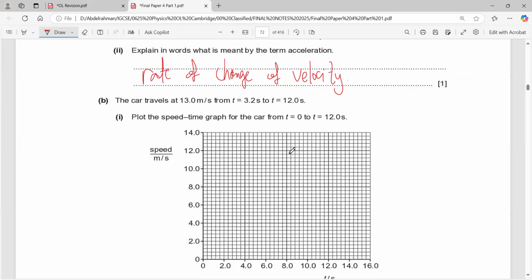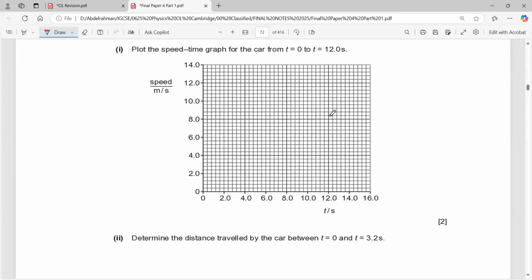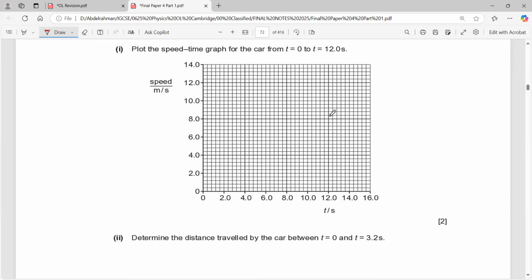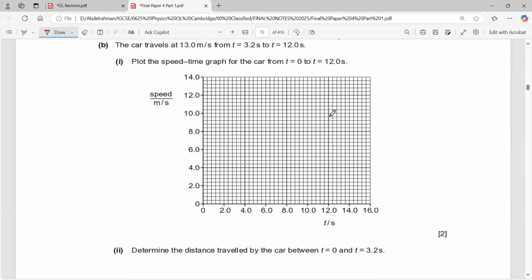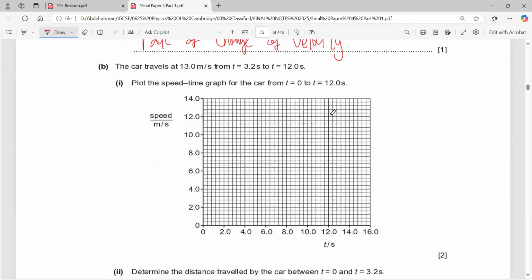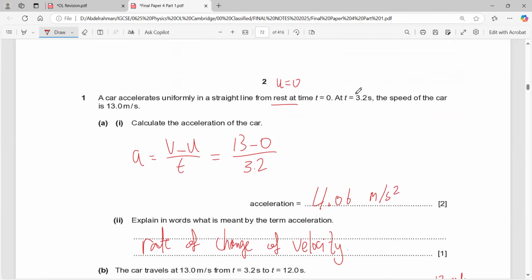Now let's draw. The car travels at 13 meters per second from time 3.2 to time 12 seconds. Plot the speed-time graph of the car from 0 to 12. We need to plot the graph from 0 to 12, and then he will tell you to find the distance, but first we need to plot. Can you plot? Yes, I can plot. Initially it was at 0. From 0 it reached a speed of 13 meters per second in 3.2 seconds. That's what he said.